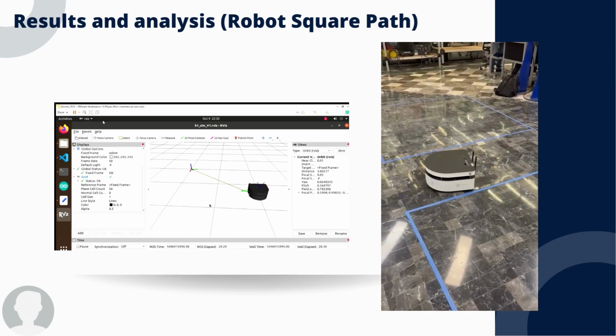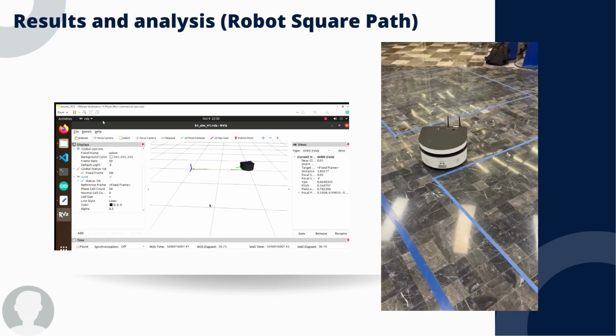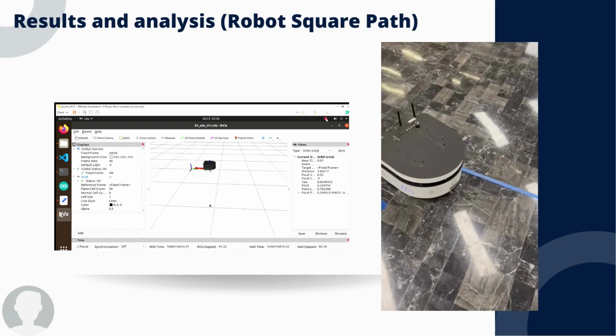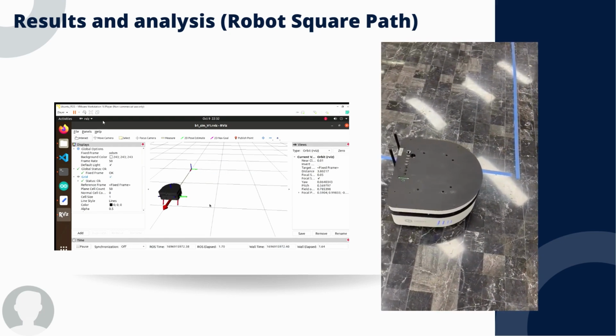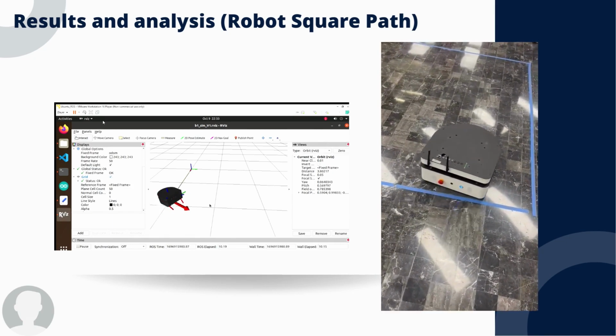In the simulation, the robot follows the trajectory correctly, whereas in practice, the execution is lagged, resulting in deviation from the angle and the inability to complete the square correctly. After further investigation, we concluded that this is due to friction and the characteristics of the robot's wheels.